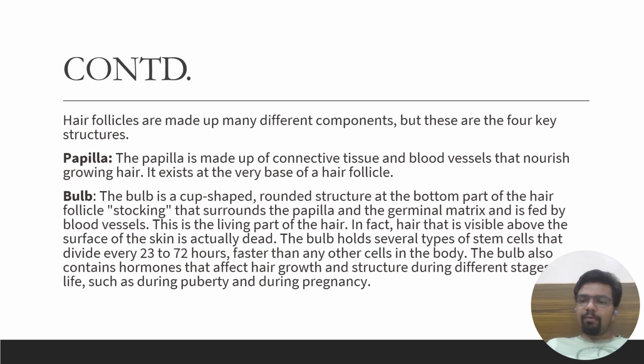This slide will talk about the papillae and the bulb. The papilla is made of connective tissue and blood vessels that nourish the growing hair, and it exists at the very base of the hair follicle. So we can understand from this statement that the papilla is itself a connective tissue filled with blood vessels, which helps transport the blood, and basically the blood carries the nutrition to the growing hair.